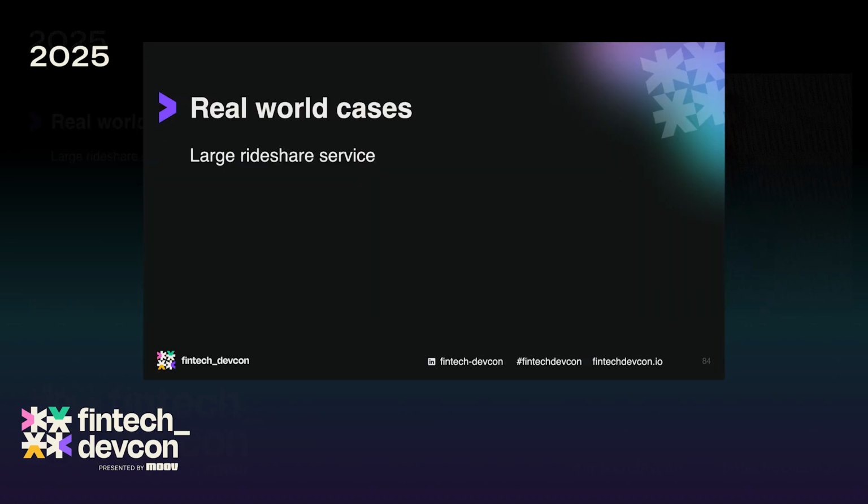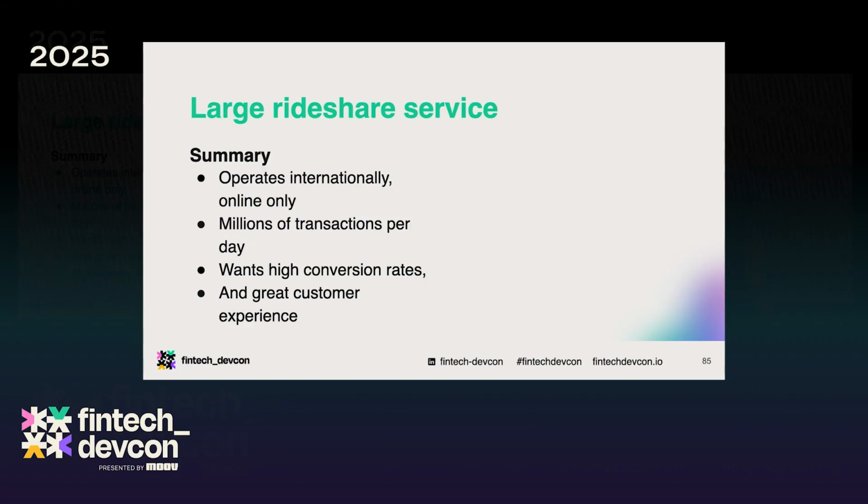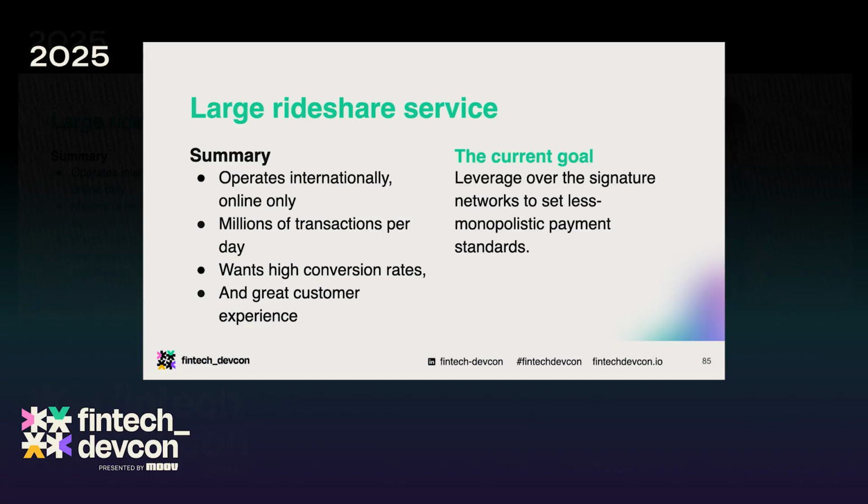Let's start with our first example. So we have a large rideshare service. Summary on them: they operate internationally, but only online. They do millions of transactions a day. And what they want is high conversion rates with low fees. Who doesn't? And they want a great customer experience. It should be completely seamless. They also have a special goal, and that is they want to have as much leverage over the signature networks as possible, because they want less monopolistic standards in payments. They're very adamant on this.